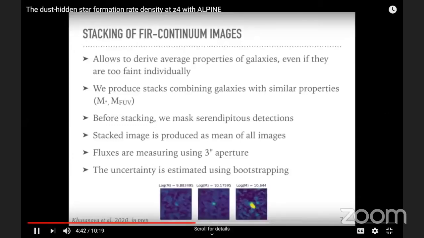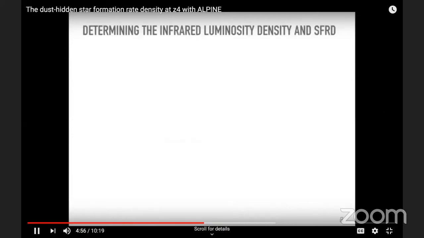As you can see in these example images, as we go to higher stellar masses, the far-infrared flux is also higher, and this we can use as a proxy for the far-infrared flux. How do we determine the infrared luminosity density using these stacked images?